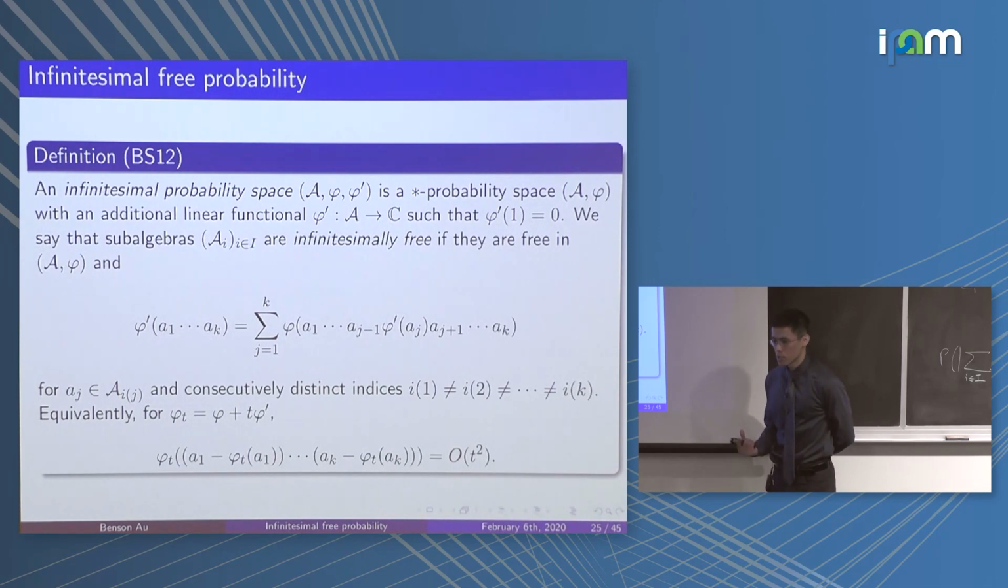That would be the definition of freeness. However, as a function of t going to 0, what you're going to claim is that this thing is bounded by O of t squared. Sorry, this is bounded by a function of t squared. But what does that mean?